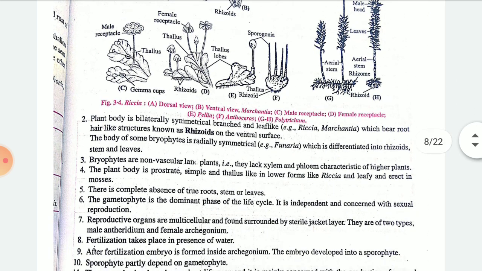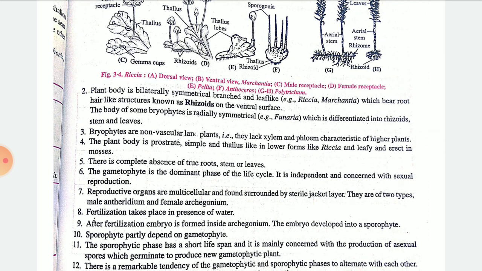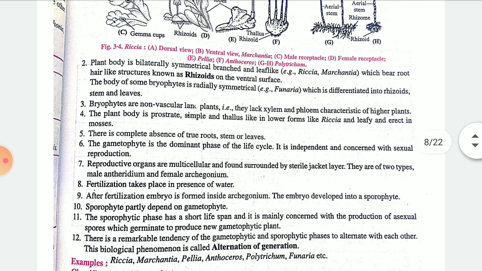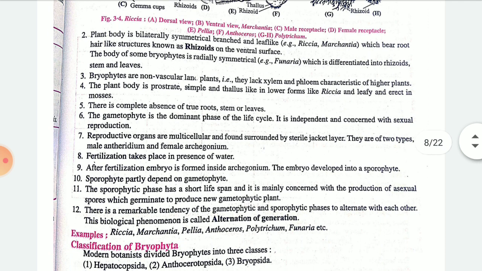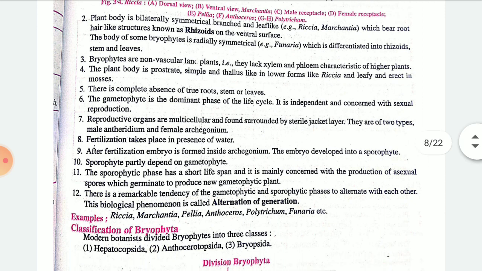Next, the plant body is generally bilaterally symmetrical. A leaf-like structure is there, such as in Riccia and Marchantia. You can see a flat, leaf-like structure, and the roots, known as rhizoids, are present below the surface of the bryophyta. Bryophytes are non-vascular land plants, and they lack xylem and phloem. Children, only from the pteridophyta do xylem and phloem start. Before that, all lack this. There is a complete absence of true root, stem and leaf.